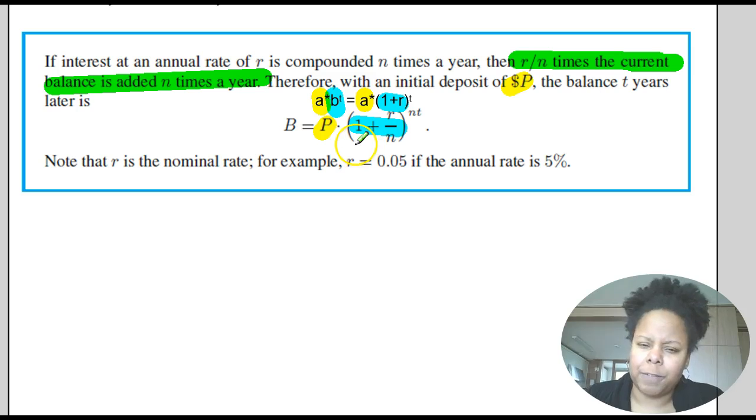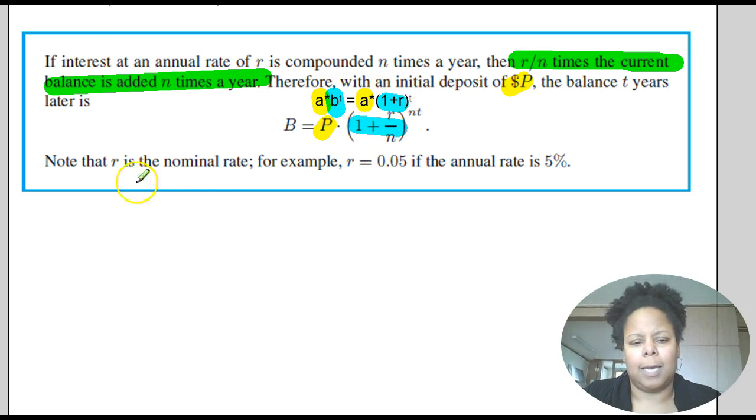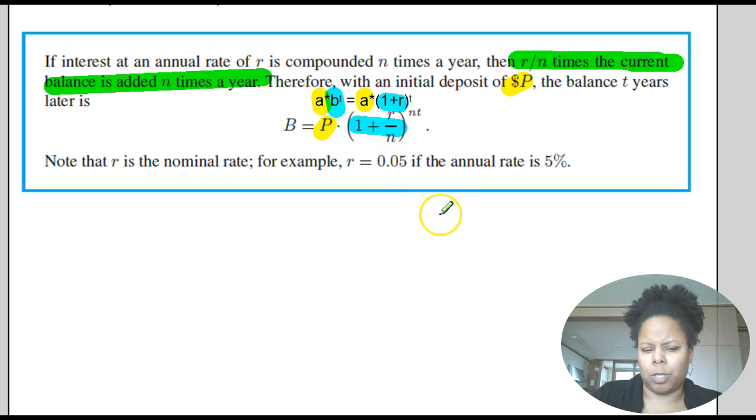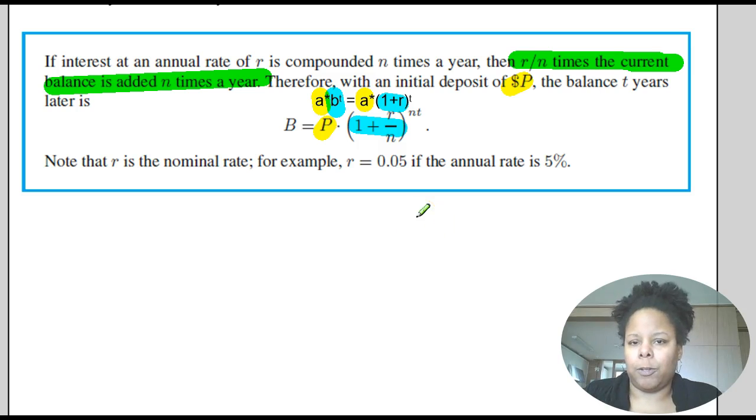So the formula is an exponential growth formula, which is why it's 1 plus, and R is the nominal rate, and n represents the number of times it's compounded a year. I encourage you to look at the examples in the book on how to calculate other problems. We did show you how to calculate the APR, but you can also look at other examples of that. All right, that's it. Thanks.